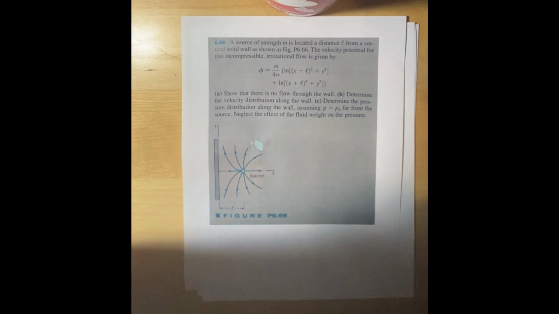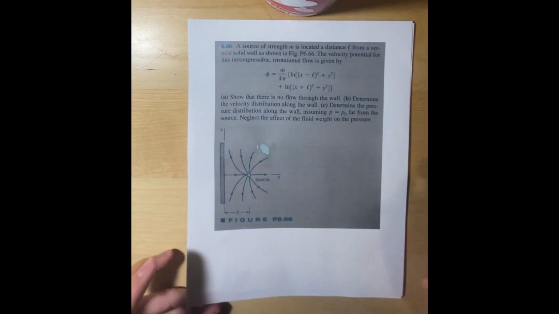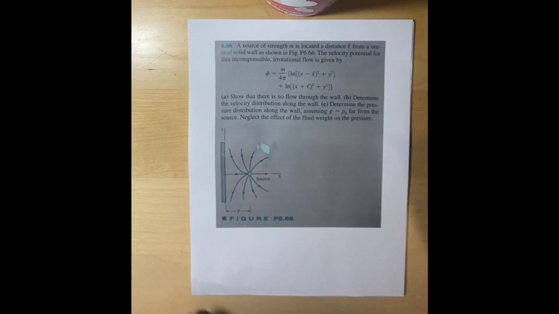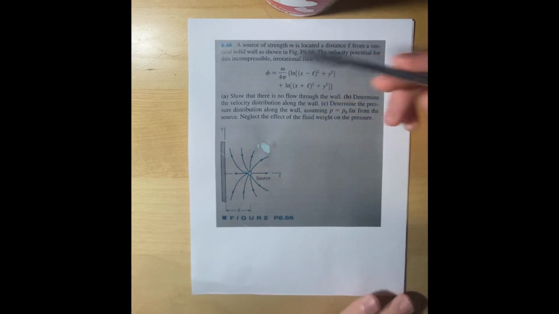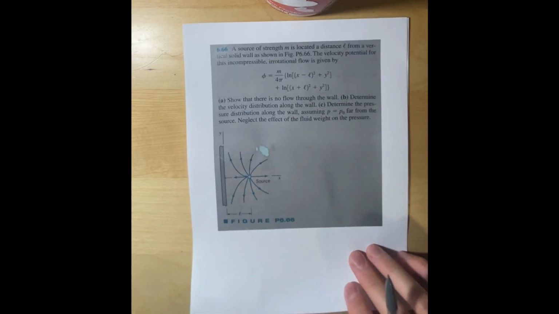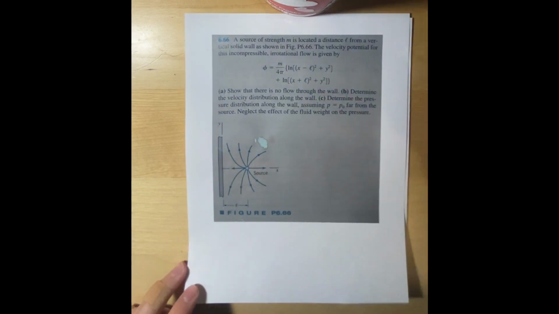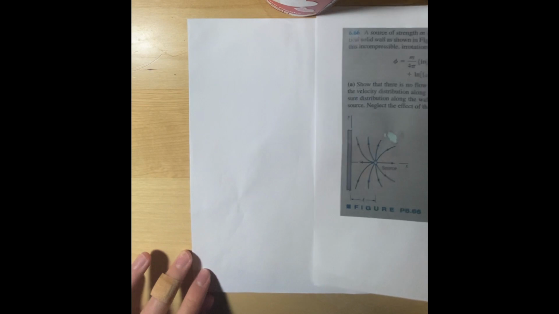Let's set this up. Perfect. Alright, so for our given problem, we are asked to show that there's no flow through the wall. We've got to determine the velocity distribution along the wall and determine the pressure distribution along the wall. We are given our velocity potential function as phi here, and we're going to use that to determine cases or problems A, B, and C.